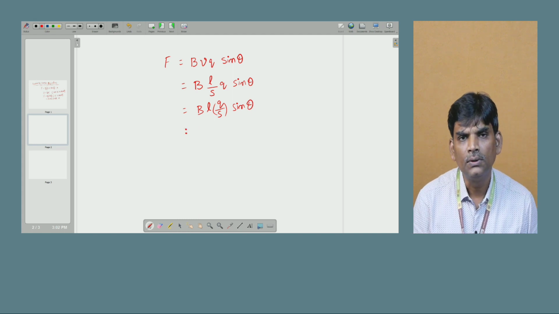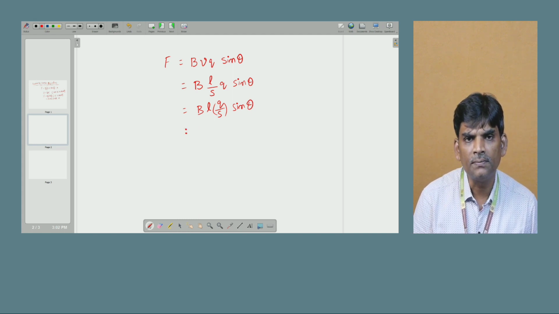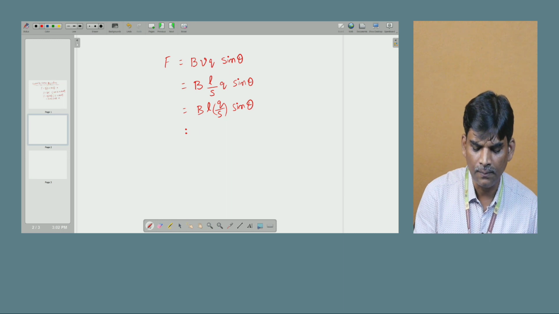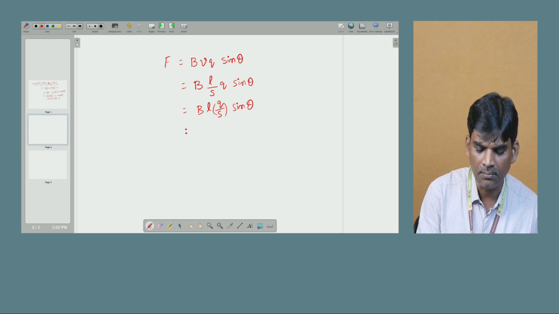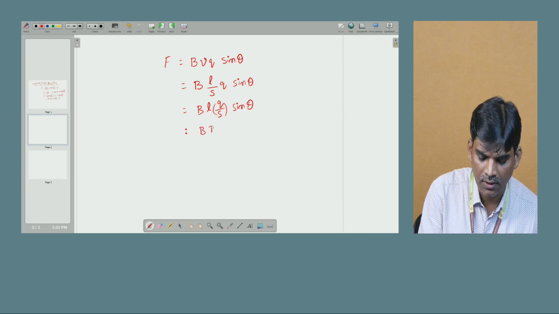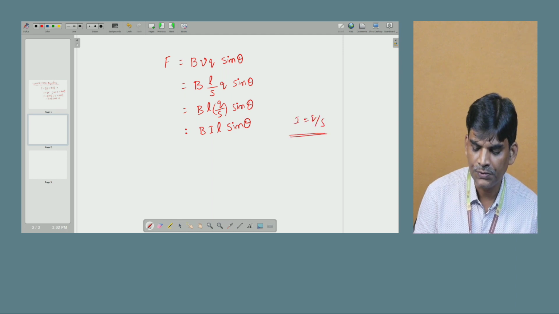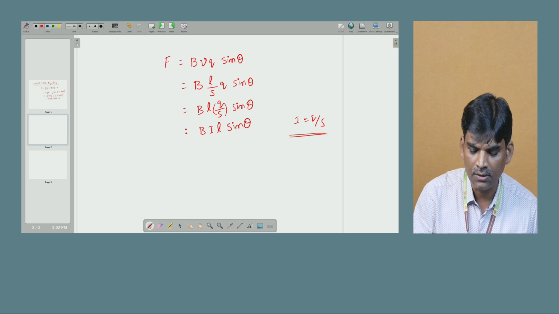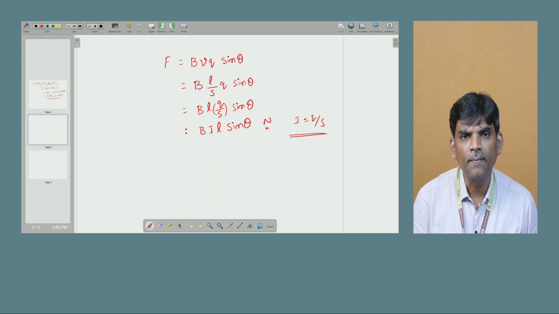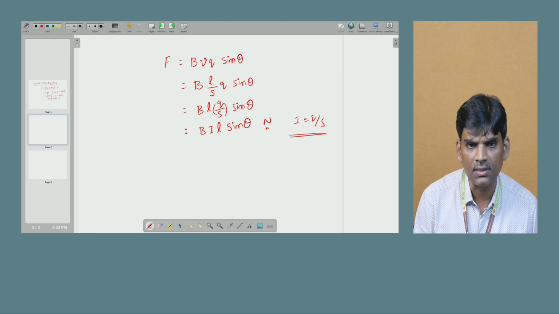We already know that charge per unit time is called current. So charge per second is nothing but a current, and that is why you can rewrite it as B I L sin theta, where I is nothing but Q by S, in newtons. So I can conclude that this equation says that whenever a conductor carries some current, that means a current carrying conductor placed in a magnetic field, it experiences a mechanical force.